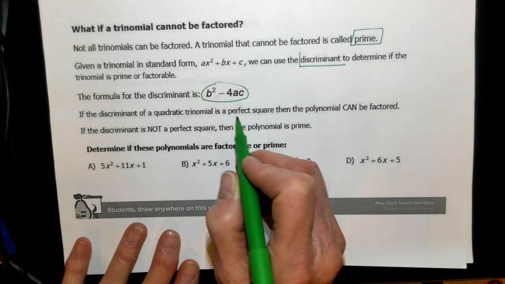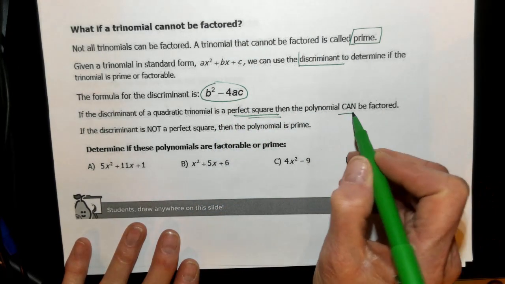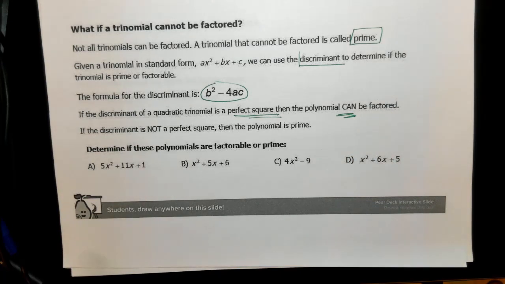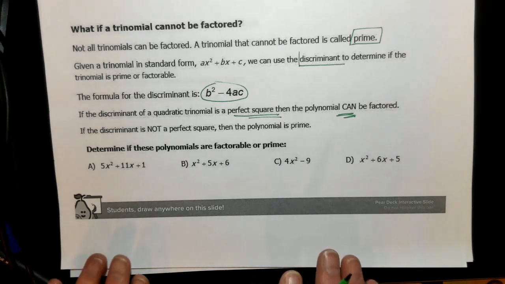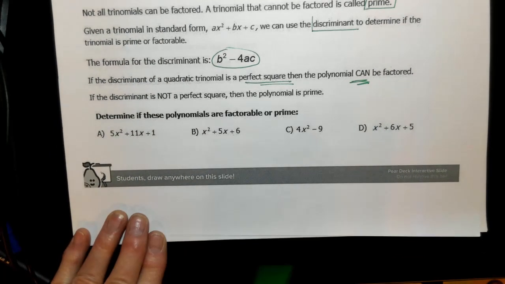So if it comes out to be a perfect square, then it can be factored. You just haven't thought of all the factors yet. But if it's not a perfect square, then we call the polynomial prime. And it does happen every now and then. So let's go through these examples here.